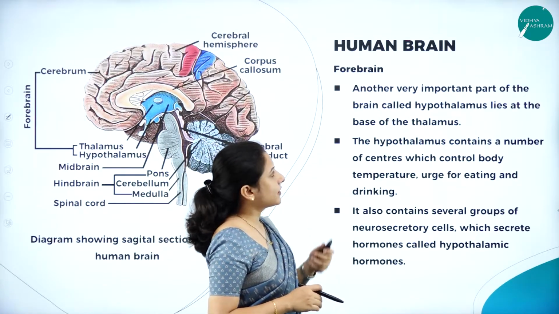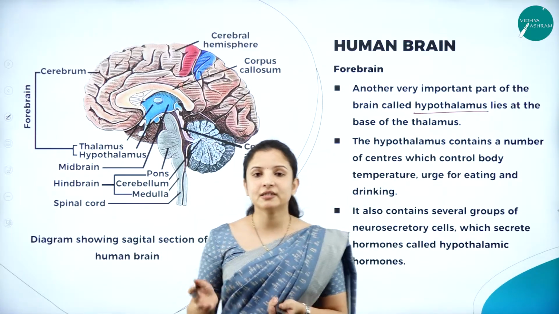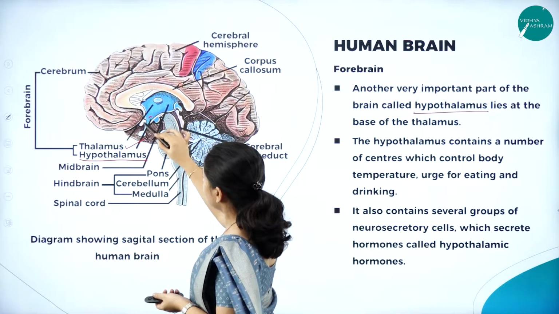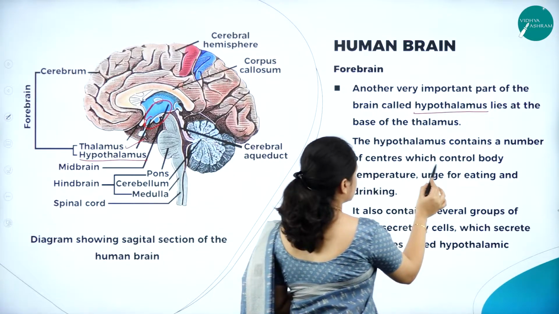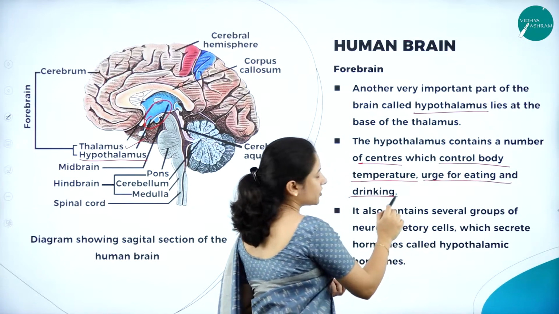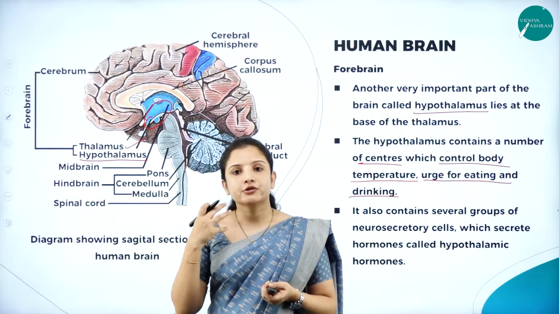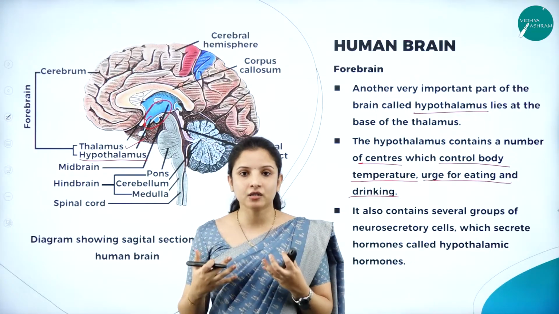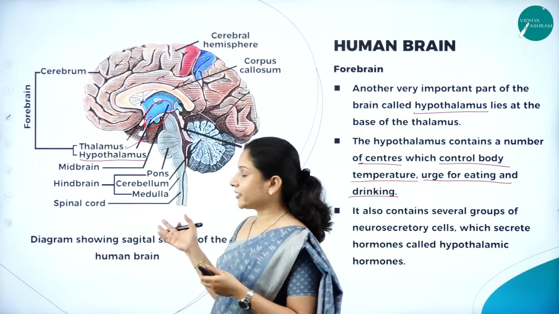Next, there is one more very important part of the brain which is called the hypothalamus. And where is it present? It is present just below the thalamus. So if you can see, just below the thalamus region, the hypothalamus region is present. The hypothalamus contains a number of centers, and these centers control the body temperature and the urge for eating and drinking. So, the body temperature is maintained by the hypothalamus, and our urge for food, that is, we feel hungry, and that message should be sent, right, that we are hungry. All that is done by the hypothalamus. We feel thirsty. So, all those messages are controlled by the hypothalamus.